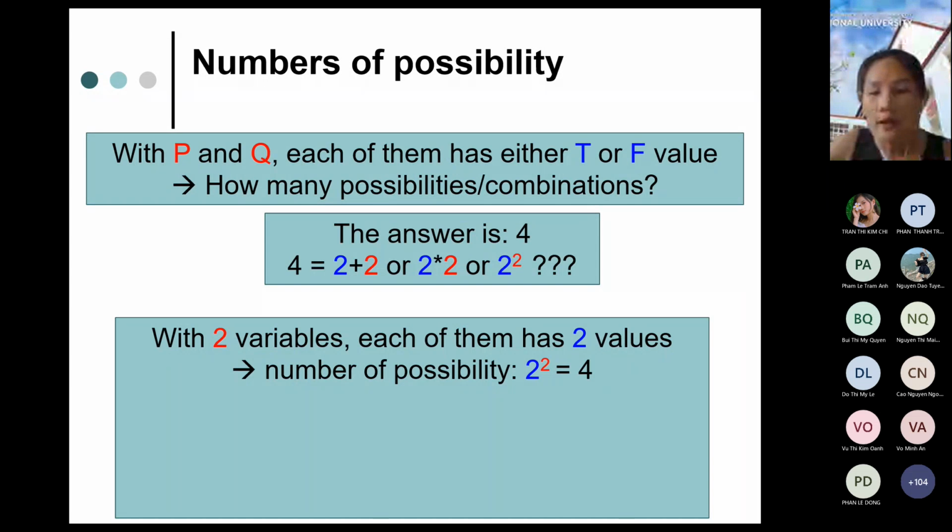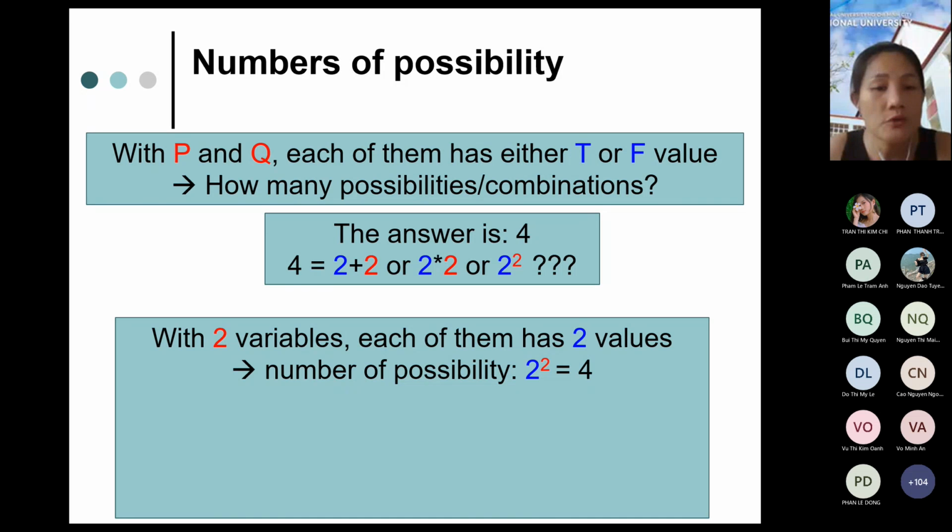So you see, that's why in this slide I color the P, Q in red and the T, F in blue. The number 2 is for the values true or false, and the number of variables is in red. So the red 2 is the number of variables. So the number of variables must be in the exponent part, isn't it? Here, this 2 is the number of values, true or false, and the exponent is the number of variables. That is my purpose when I color the numbers like this. I hope you realize that.